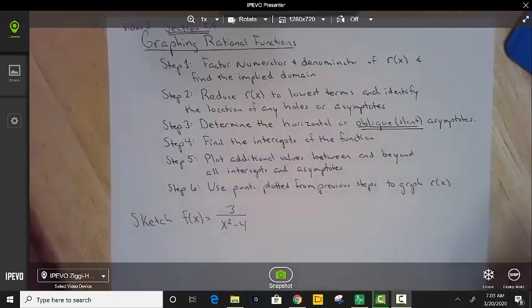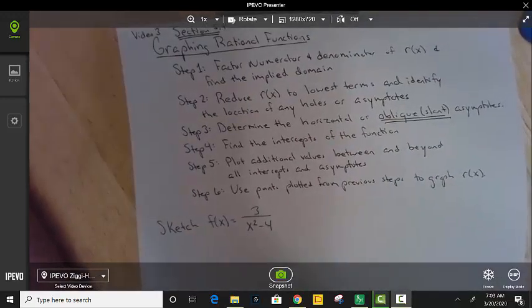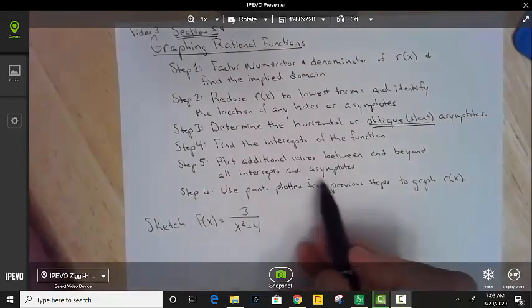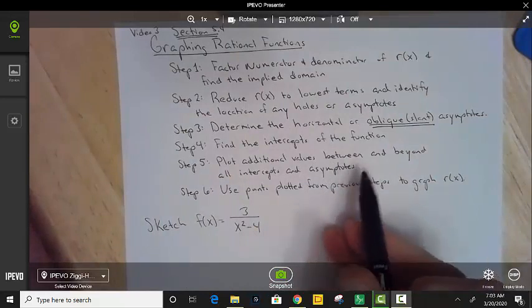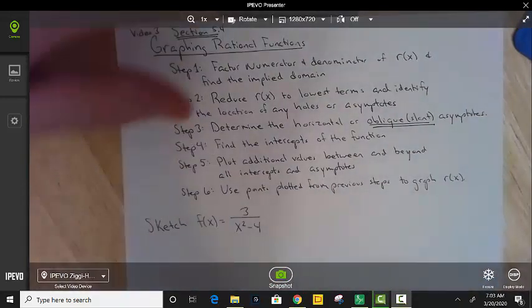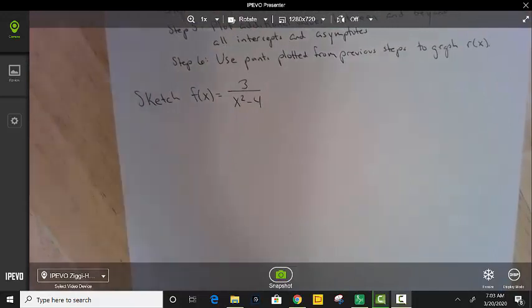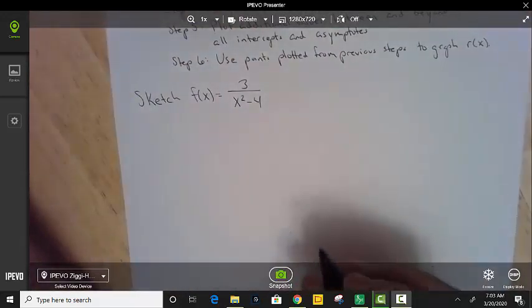Then we'll find the intercepts of the function, which is going to be our x-intercepts and y-intercepts, and we're going to plot some additional values between and beyond all the intercepts and the asymptotes. And once we've plotted all these extra points, then we'll use all the points that we plotted to graph the function. Okay, so let's just jump straight into an example.